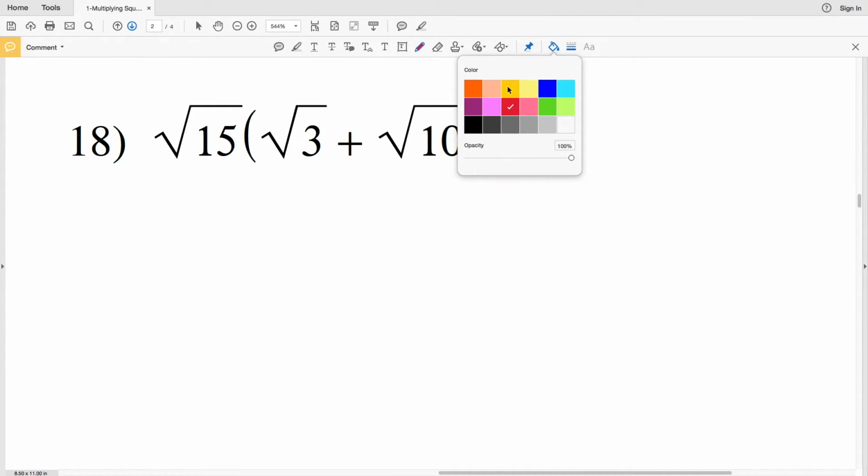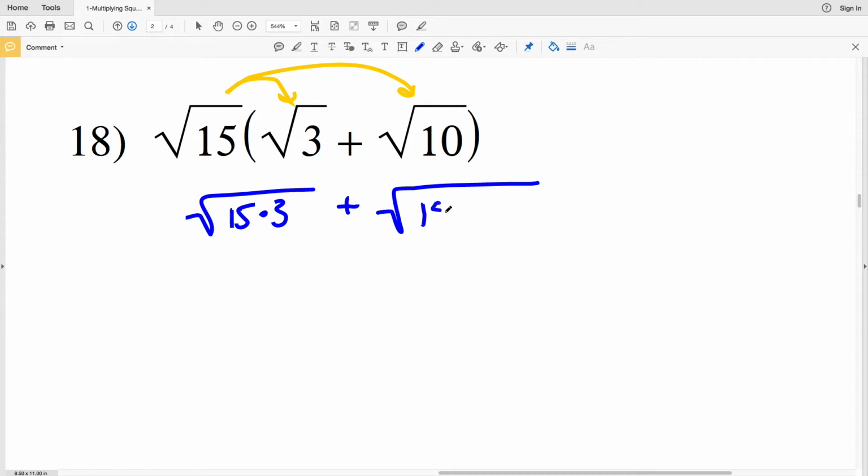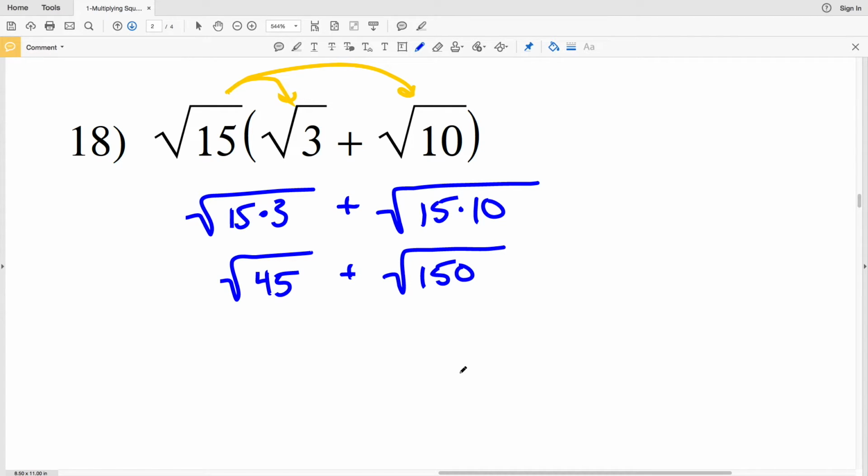Moving on to number 18, this time we're distributing the square root of 15. The square root of 15 times the square root of 3 is going to be the square root of 15 times 3. And I'm adding that to the square root of 15 times the square root of 10, which is the square root of 15 times 10. The square root of 15 times 3 is going to be the square root of 45, plus the square root of 15 times 10 is the square root of 150. My next step is to simplify both of the square roots.